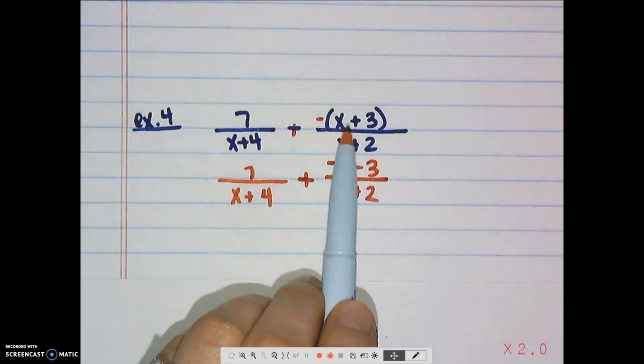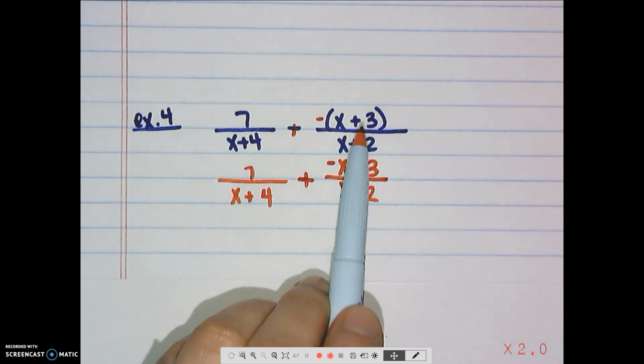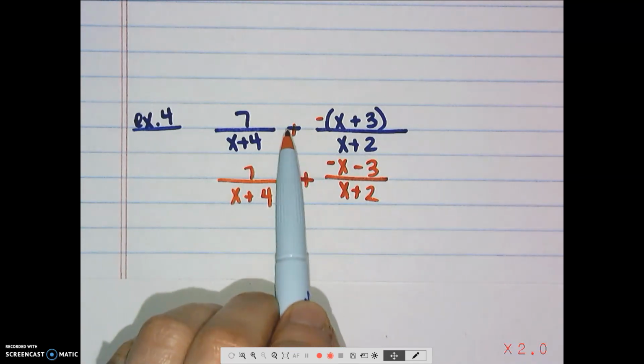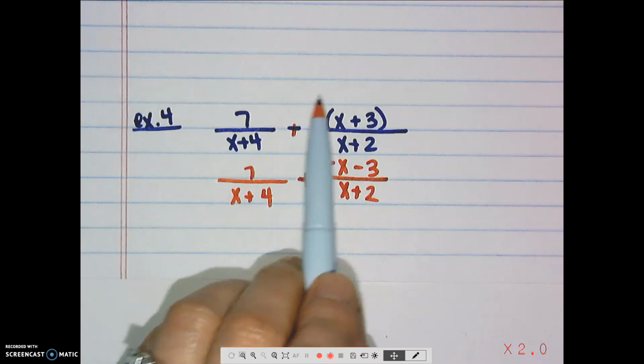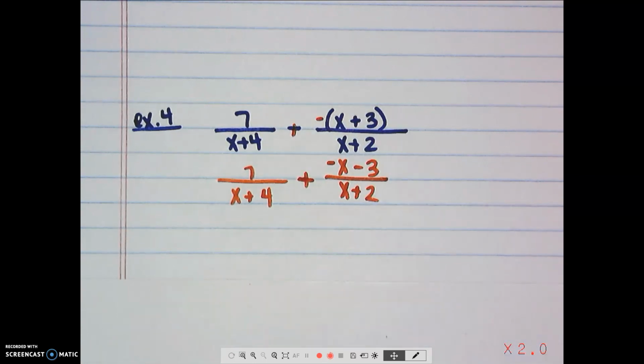So if the numerator of the second fraction has more than one term to it, you do need to make sure you're taking that negative and distributing it into all of those terms, however many there are. And that's it.